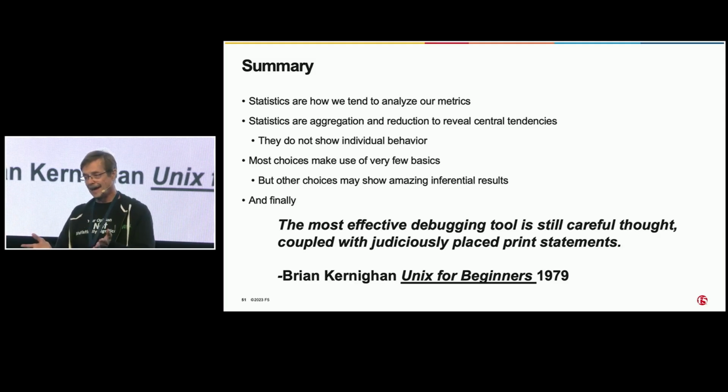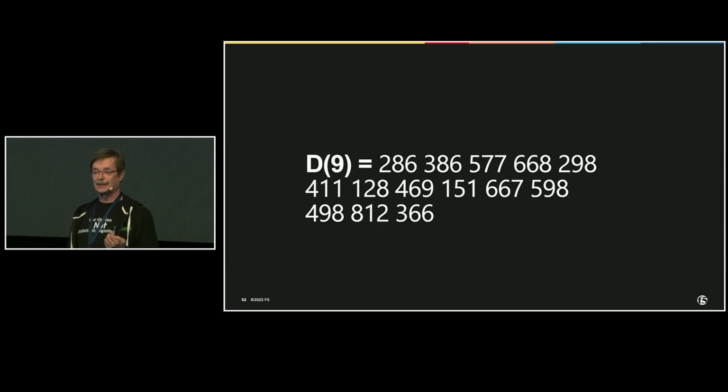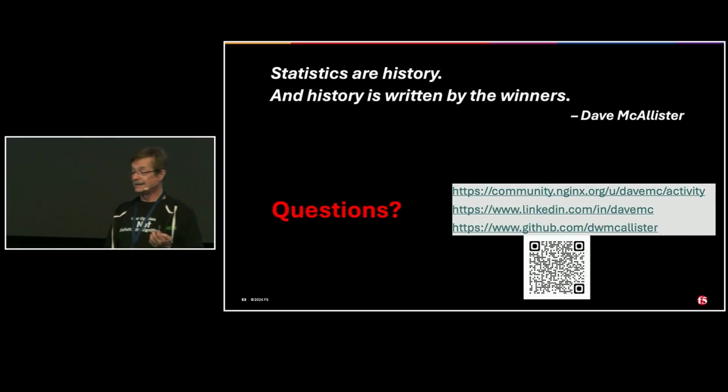And finally, the most effective debugging tool is still careful thought. Brian Kernighan said this in 1979. I think it's one of the best quotes I've ever seen, coupled by judiciously placed print statements. Metrics and their aggregations are giving you that information. And with that, that's the answer to what the 9th data kind number is. So if anybody got it right, let me know afterwards, because I certainly didn't. And statistics are history. History is written by the winners. So when somebody shows you statistics, be sure that you understand what you're reading.